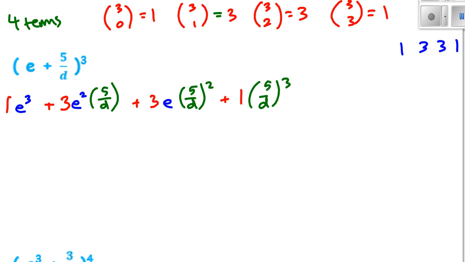So the good thing is there's not that many terms. When it's to the power of 3, there's not many terms to write out. Thank goodness. 1 times e cubed, would you agree that's just e cubed? And then what will be the coefficient of the second term? Yeah, 15, just 3 times 5.